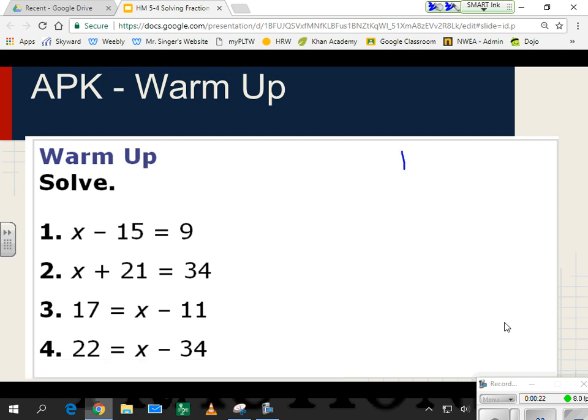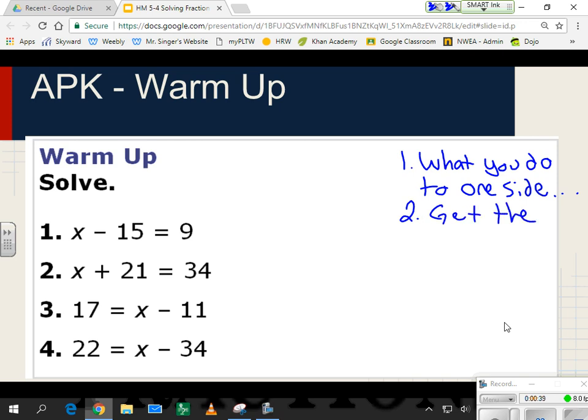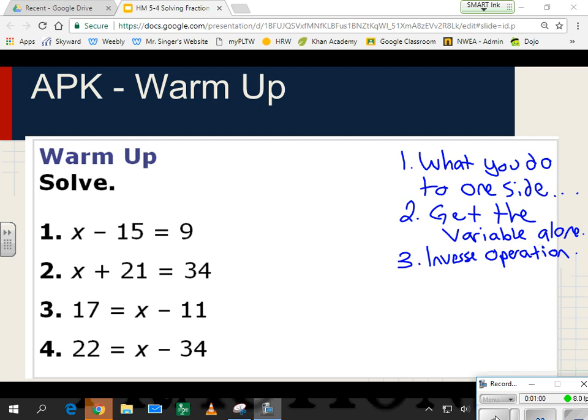Remember the three. And you guys know how to finish that off. You're trying to get the variable alone, which in this case they're all x. And the third one is to get the variable alone, you have to do inverse operation. Okay. Make sure you remember those things to solve these four. Come back when you're done.